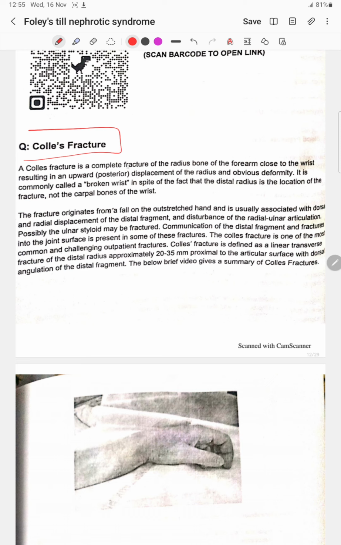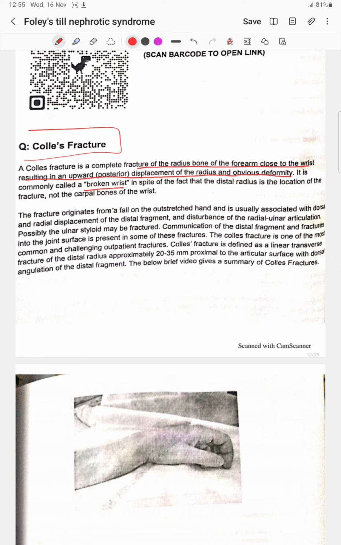A Colles fracture is a complete fracture of the radius bone in the forearm close to the wrist, resulting in an upper posterior displacement of the radius and obvious deformity. It is commonly called a broken wrist, in spite of the fact that the distal radius is the location of the fracture, not the carpal bones of the wrist.